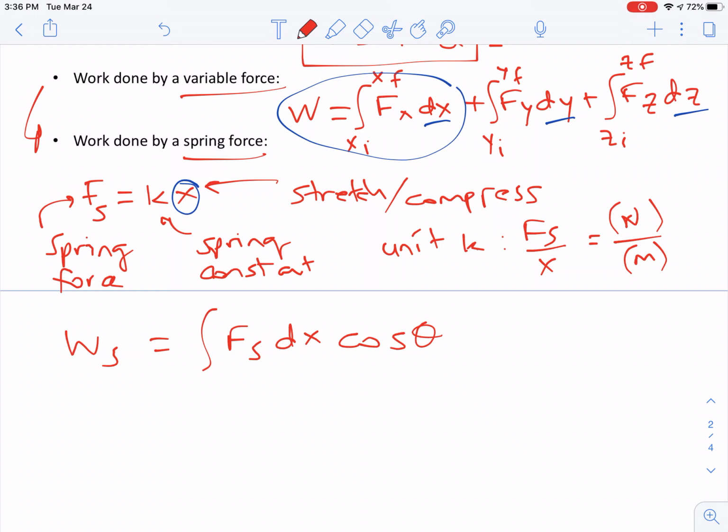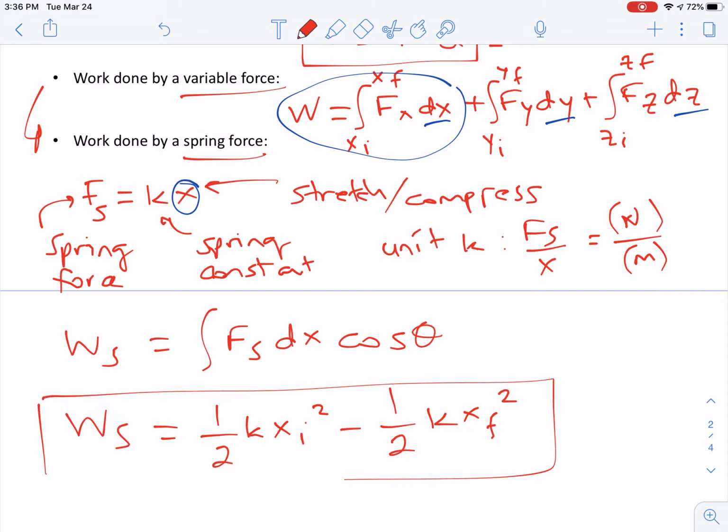Starting from here, you get an equation, and in the example problem I also showed how to get that, so I'm going to skip that part. This will give you 1/2 k x initial squared minus 1/2 k x final squared. That is the work done by the spring force. You can get this equation from the integral, but in the exam, if you know it's a spring force, you do not need to show that because this is already given to you. I just want you to get familiar with how to use this.